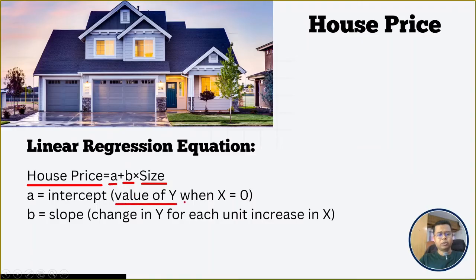The value of y when x equals 0, and B is the slope, the beta value, the change in y for each unit increase in x, right? So if x changes by some units, how many units y will change will be determined by the beta. So now let's go for the practice, right?